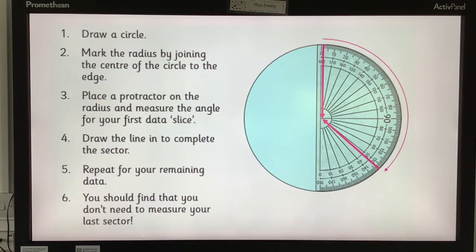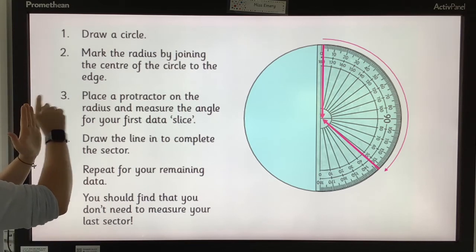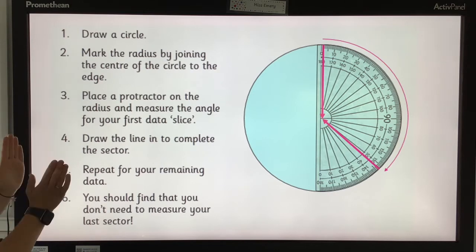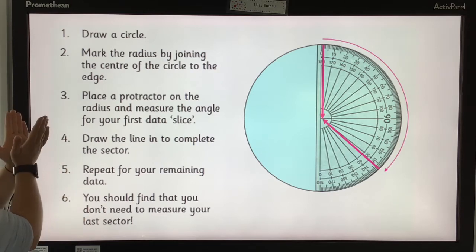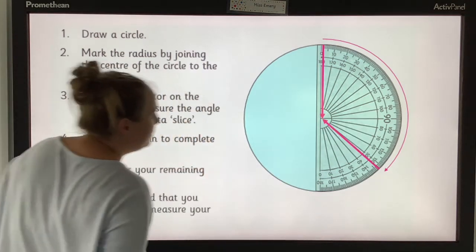Then you draw your circle, you mark on the radius, that centre point, from the very top to the middle and the exact centre. You then place your protractor along your radius line, along that first line, and measure your first slice of data. So if your first slice of data was 10 degrees, then you would measure on 10 degrees. If it was 180, then you would measure on a full half of the circle.